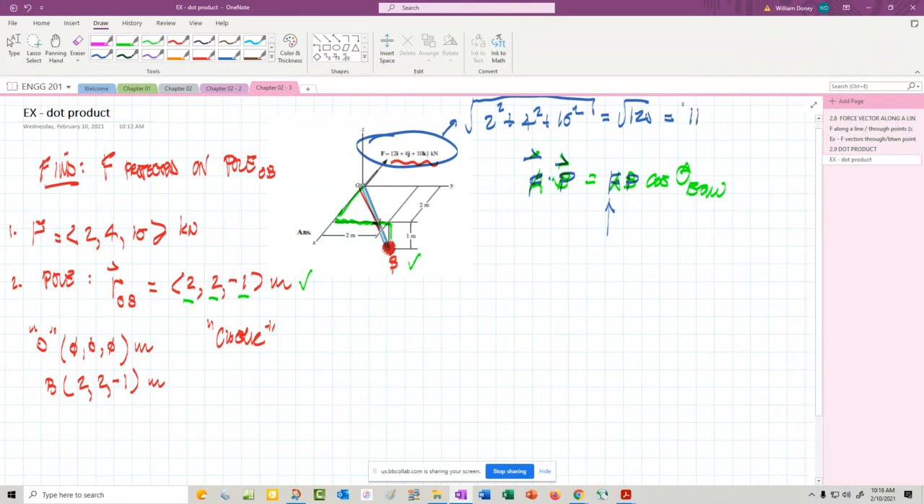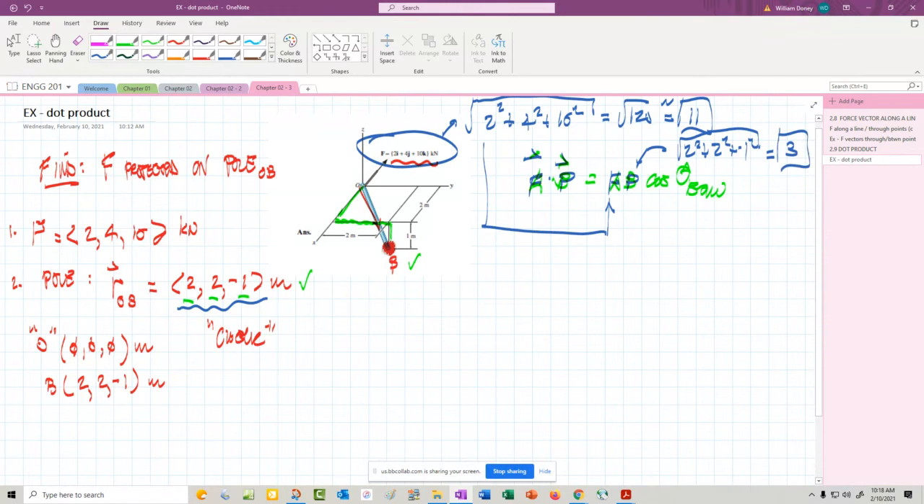Let's call it 11 just for easier math here. Right, it's 10.95, but let's use 11 because that'll help me go through the math. All right, that's how I get that one for the F. How do I get it for the P? Same thing, but I'm going to use this. It's the square root of 2 squared plus 2 squared plus minus 1 squared. That's 3. Nice, like that.